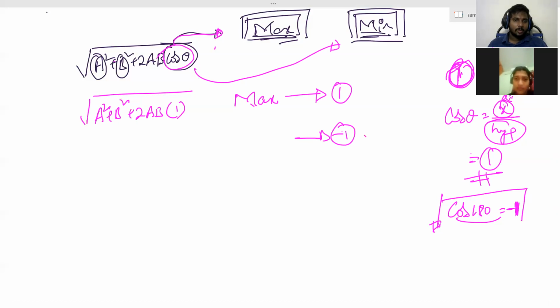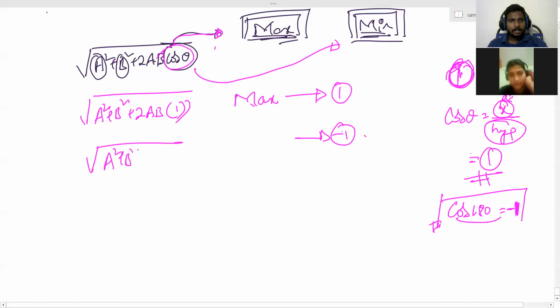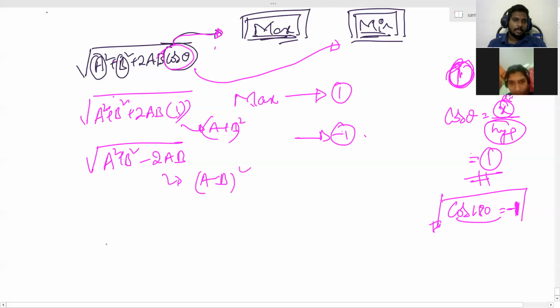So root over a square plus b square plus 2ab. Then here, when cos theta is minus 1, it will be root over a square plus b square minus 2ab, right? So this is the minimum value. A square plus b square plus 2ab is what? A plus b whole square. A square plus b square minus 2ab is what? A minus b whole square. It is root over a minus b whole square.